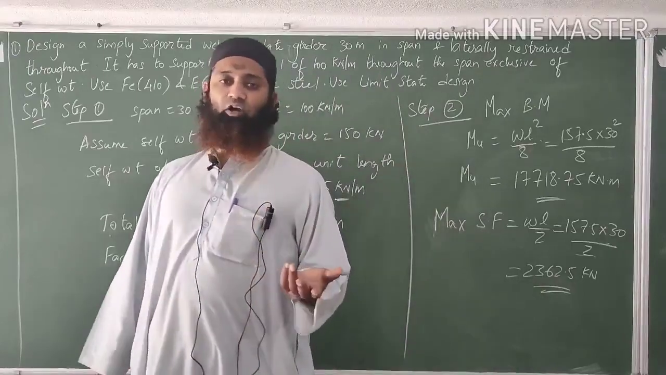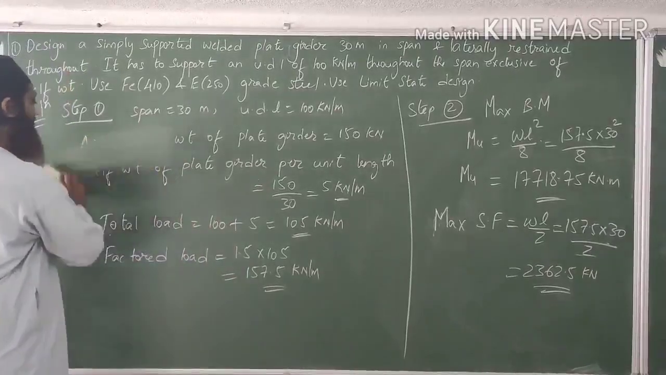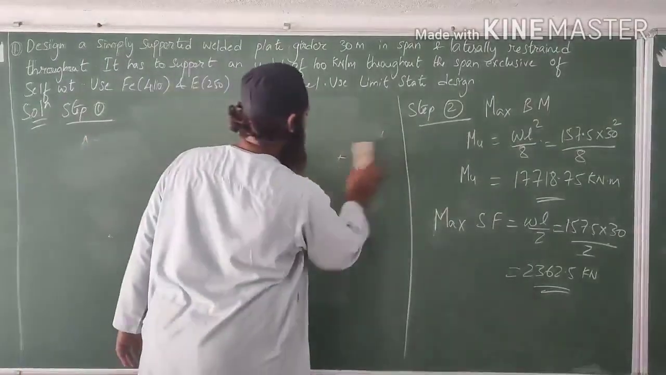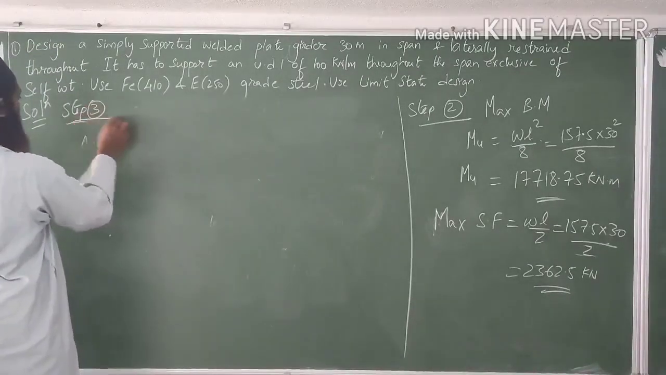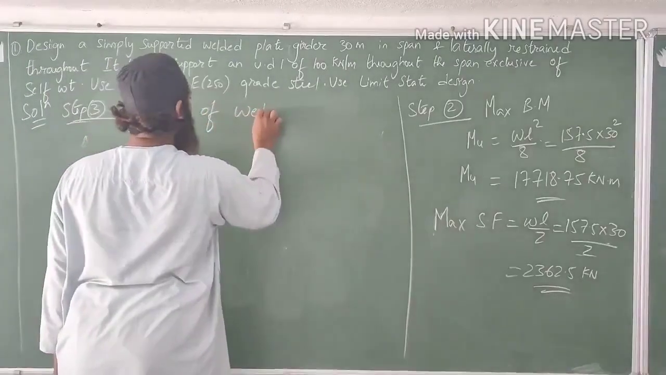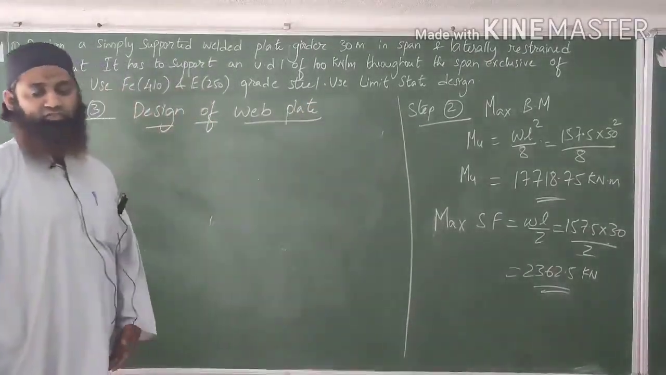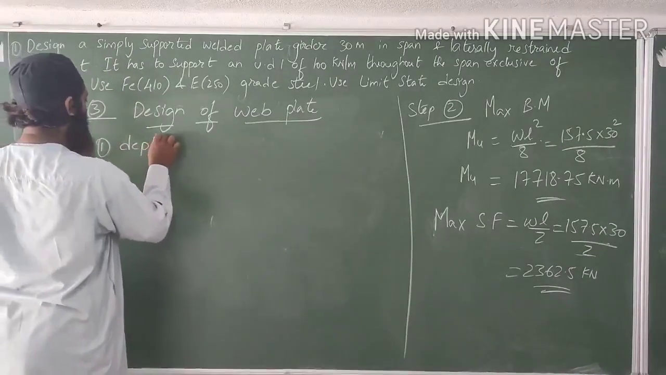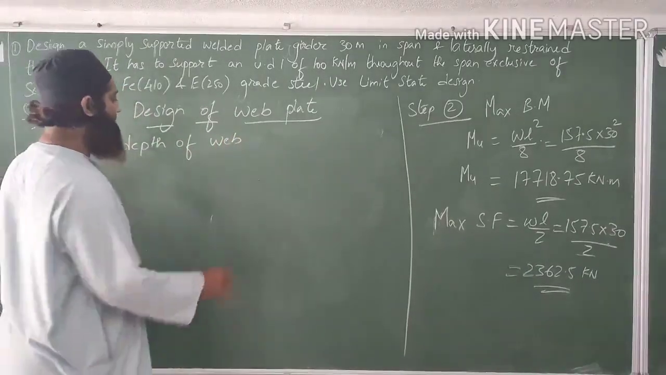Now we will see what step 3 is. Step 3 is design of web. We will be designing the web plate now. In design of web plate, first we will see the depth, and the depth of web is given by the equation.